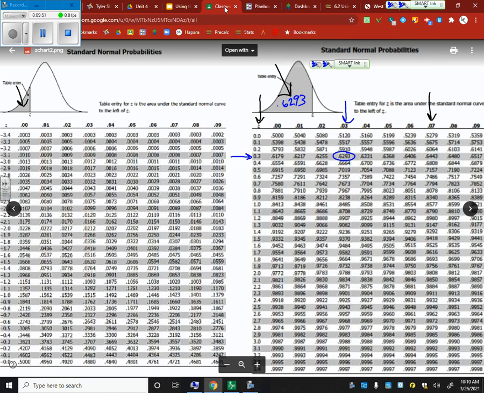Remember, all the area underneath this curve is going to be 1. So how much does that leave for this gap right here? 0.3707. 37% chance that someone scored over a 65 on this exam.